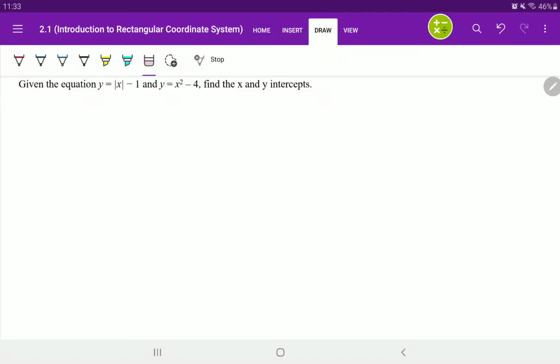All right, now we're going to find the x and y intercepts for the quadratic equation, which is going to be y equals x squared minus 4. Let's start off with the x intercepts first. For the x intercepts, we set y equal to 0. Solve for x.